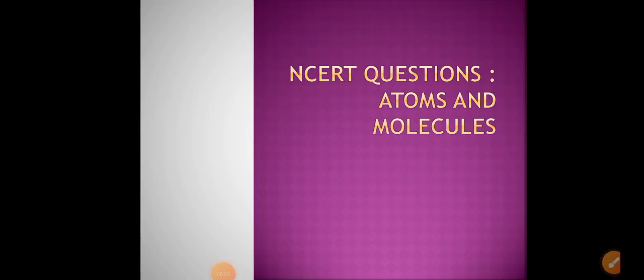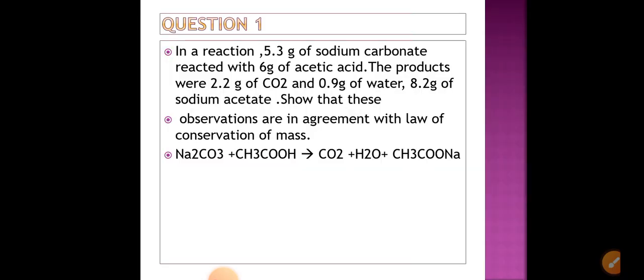Today let us learn a few NCERT questions on the chapter Atoms and Molecules. First question, in a reaction 5.3 gram of sodium carbonate reacts with 6 gram of acetic acid. The products were 2.2 gram of carbon dioxide and 0.9 gram of water and 8.2 gram of sodium acetate. We have to show that these observations are in agreement with the law of conservation of mass.